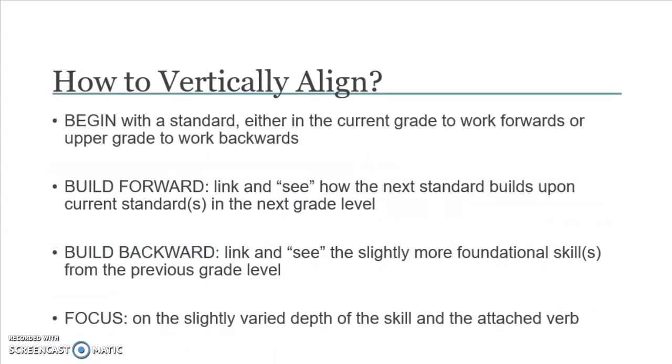How to vertically align? Well, you can begin with the standard, and always begin with the standard in your current grade level, and then you can work forward, building up towards upper grade levels, or you can build backwards and work your way down. So you can build forward, link and see how the next standard builds upon the current standards in the next grade level, or again build backward, link and see where the slightly more foundational skills from the previous grade level were and how you got to where you are right now. And as always, we're going to focus on the slightly varied depth of the skill and the attached verb.